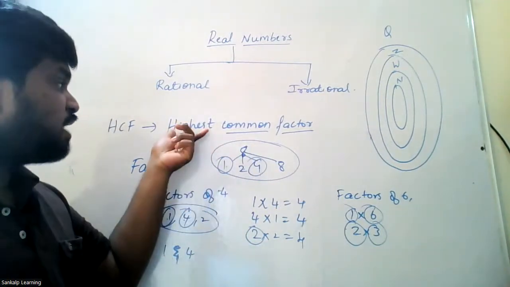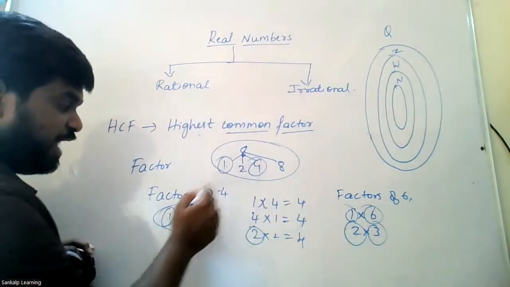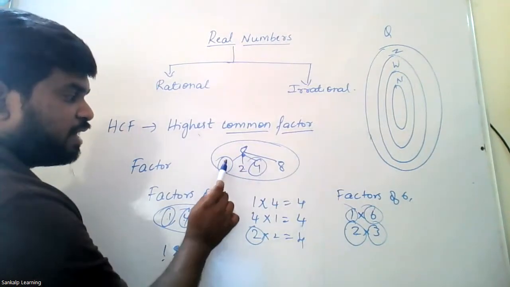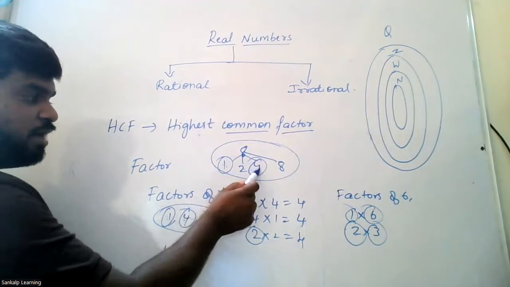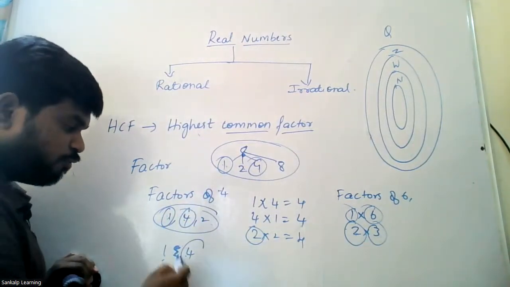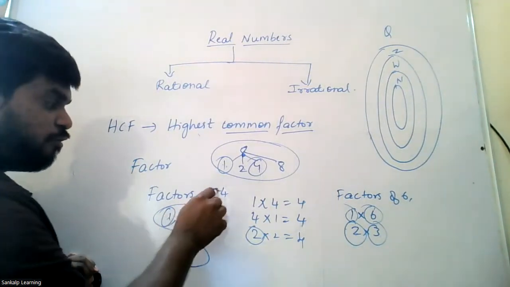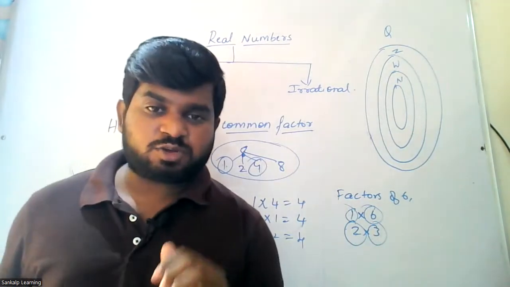Okay. Now let's come to this highest common factor. So which are the common factors of 8 and 4? It is 1 and 4, isn't it? Just observe. The factors of 8 are 1, 2, 4, 8 and of 4 are 1, 4, 2. Which are the things common? 1 and 4. Which is highest in them? 4. Okay. So the HCF is 4. HCF of 4 and 8 is 4. In another word, I can also say it like this.